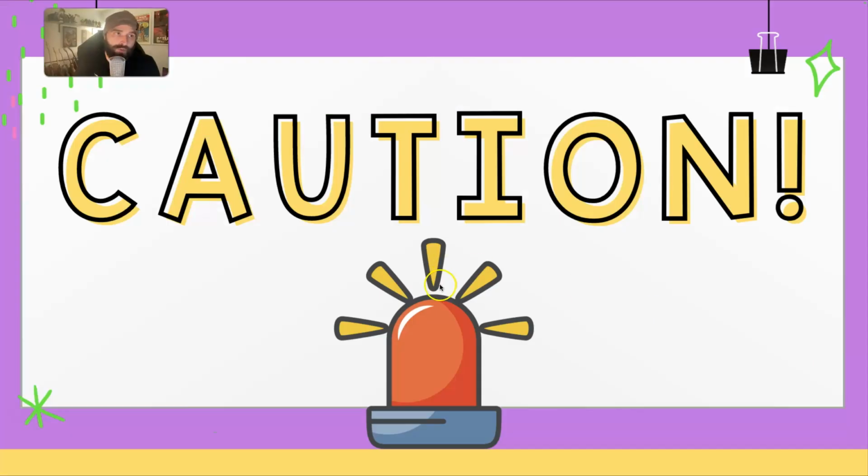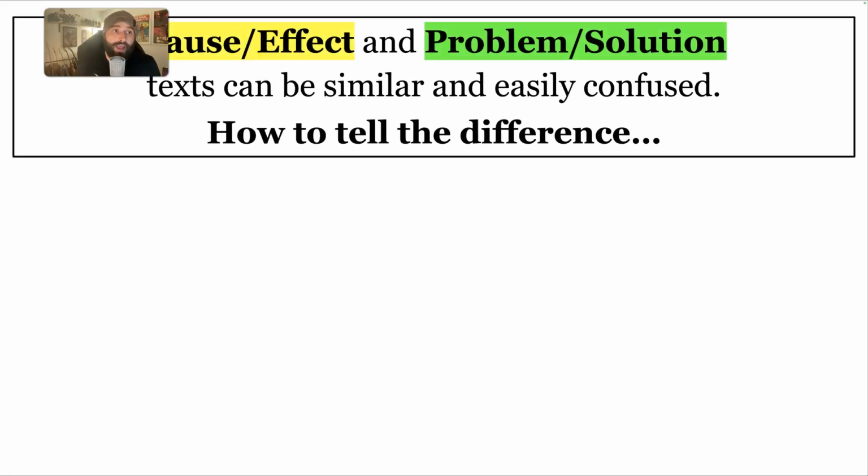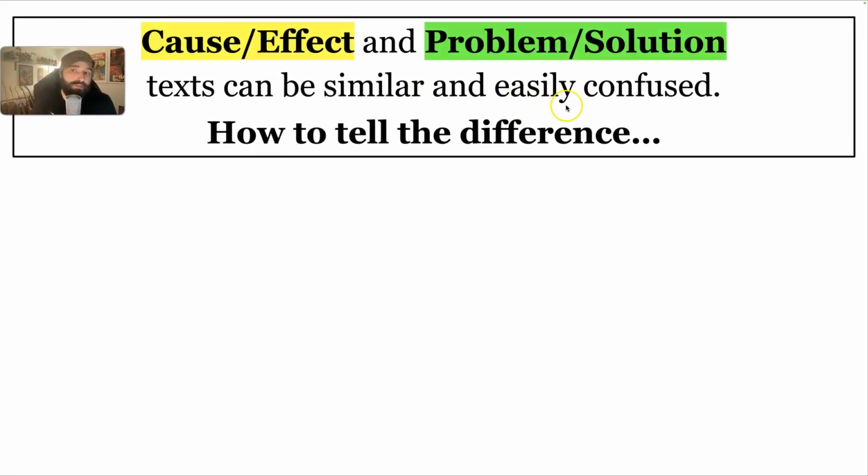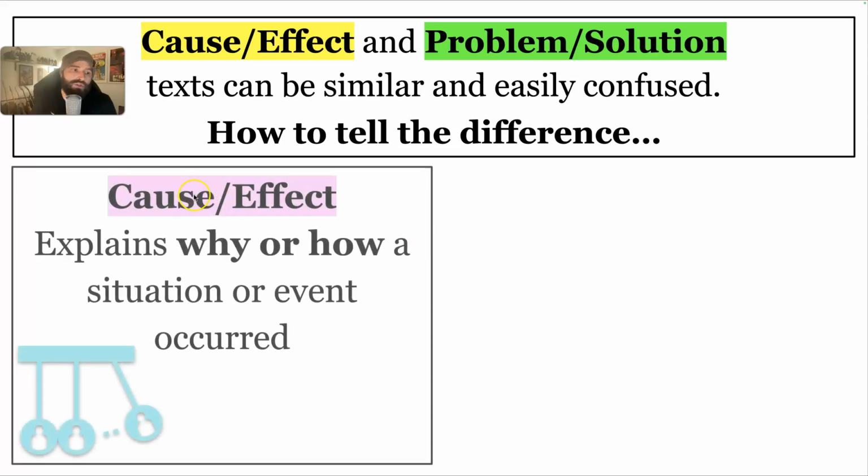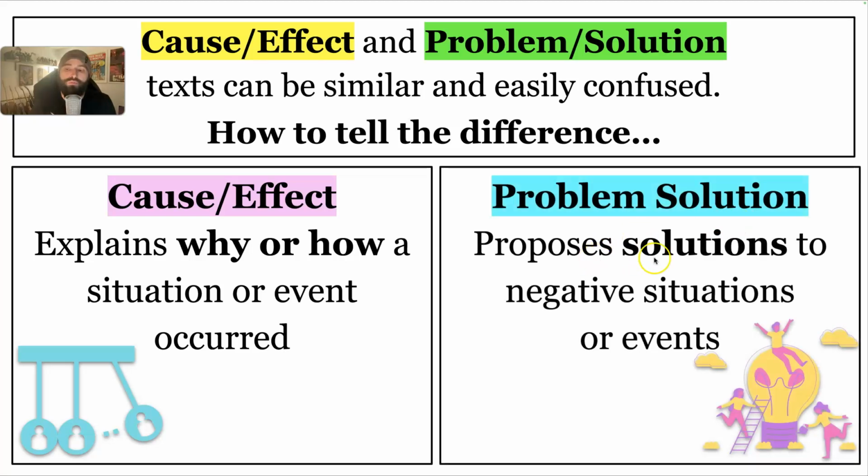Now, here's the caution part. Cause and effect and problem and solution can be very similar and easily confused. So how do you tell the difference? Cause and effect explains why or how a situation or event occurred. Problem and solution proposes solutions to those negative situations or events. So, for example, cause and effect, right? You knocked over a table and cracked it. You now have a problem, right? So sometimes cause and effect can lead to a problem, but there has to be a solution provided for it to become problem and solution.